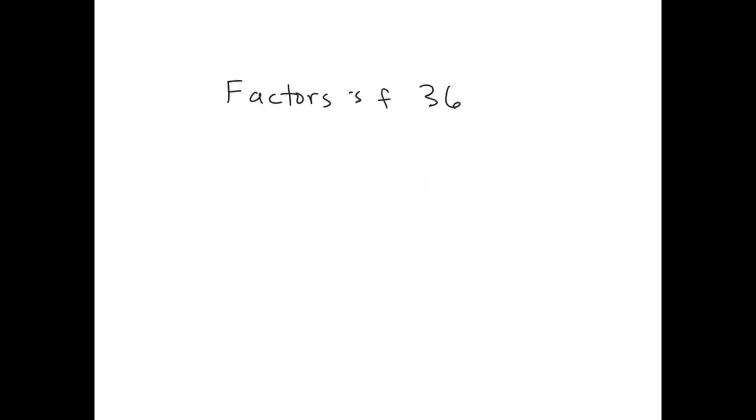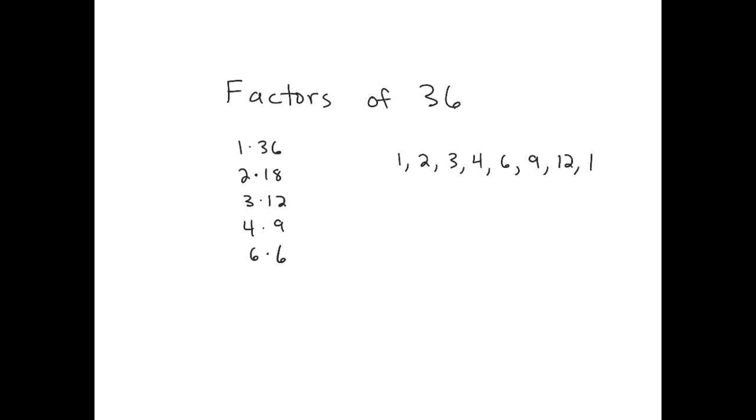Now let's look at the factors of 36. I've got 1 times 36, 2 times 18, 3 times 12, 4 times 9, and 6 times 6. So when I write the list of factors in order, I would say 1, 2, 3, 4, 6. Now don't write 6 twice, just write it once. And then 9, 12, 18, and 36. When I check for the partners, they're all there, and you're going to notice that 6 doesn't have a partner. Well, if there's a number without a partner, that just means it's 6 times 6. So there are all the factors of 36.